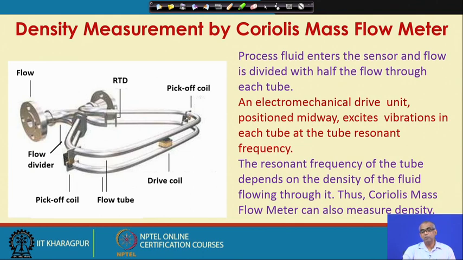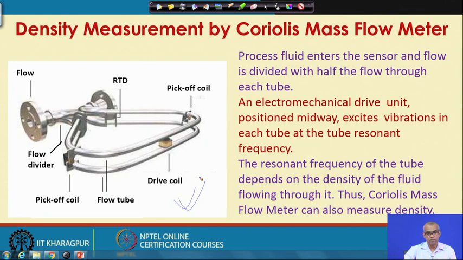Density can also be measured by Coriolis mass flow meter. Process fluid enters the sensor and flow is divided with half the flow through each tube. We have talked about Coriolis mass flow meter. Look at the Coriolis mass flow meter here.